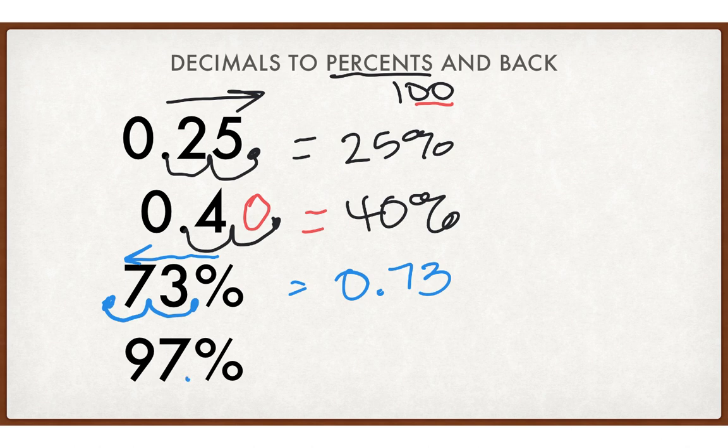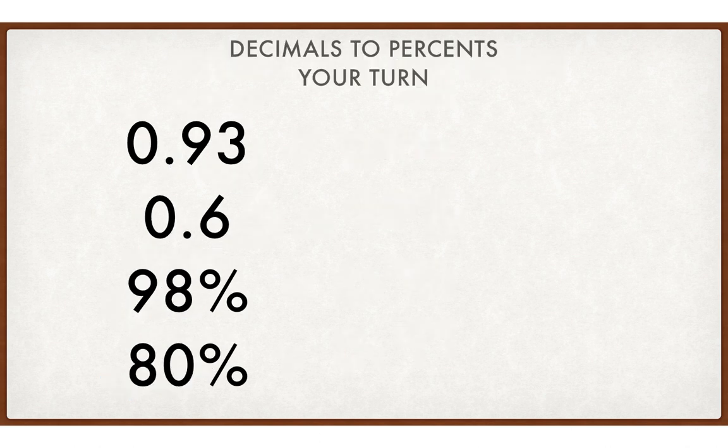Same thing with 97%. There's my decimal. I'm going to move it 2 places to the left, drop the percent sign, and add my 0 on front, and there is my 0.97. All right, this one is your turn. Turn these decimals to percents and percents to decimals.